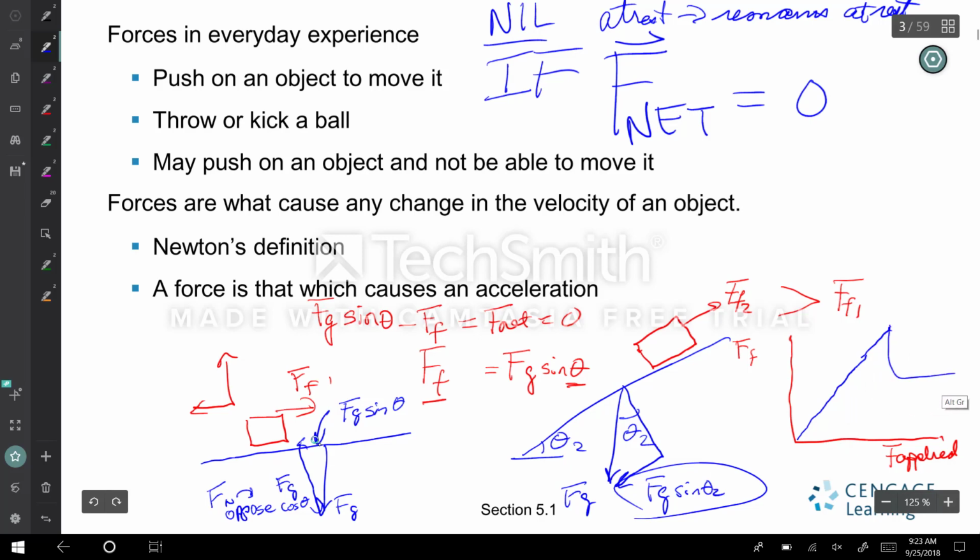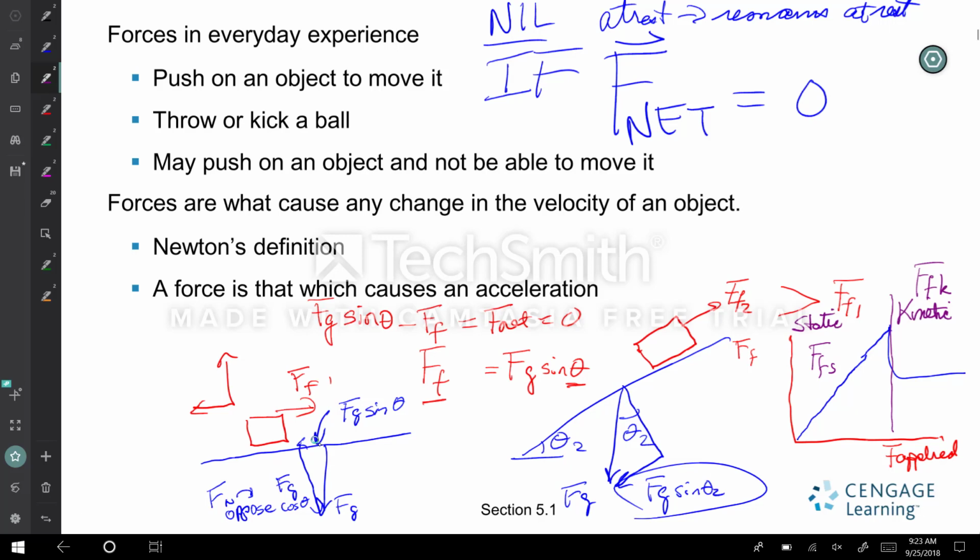And our straightforward assumption is once it begins to move, we enter a regime we call kinetic. So we're going to differentiate between kinetic, moving, and static. So do you see how the subscripts help us remember which one we're dealing with? Okay.